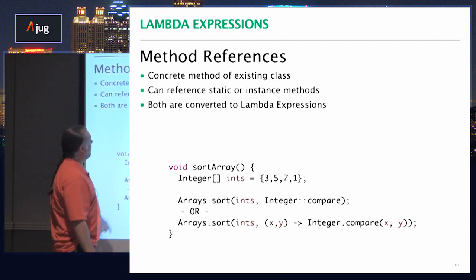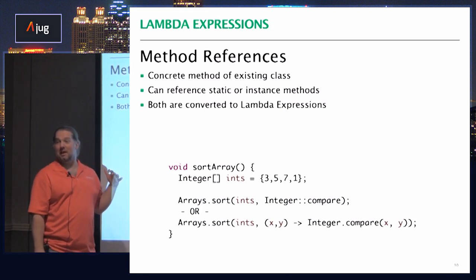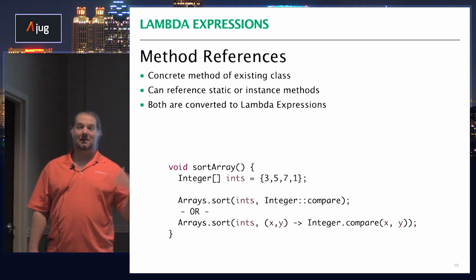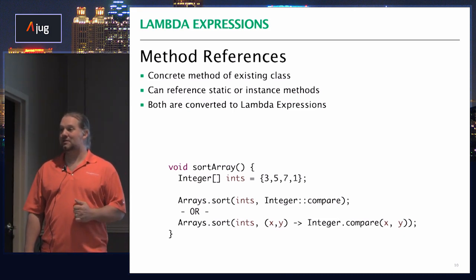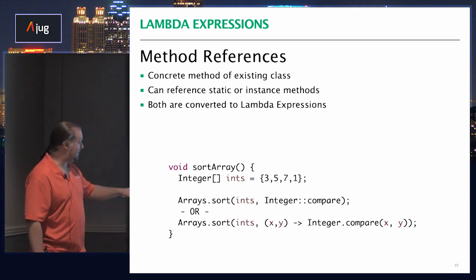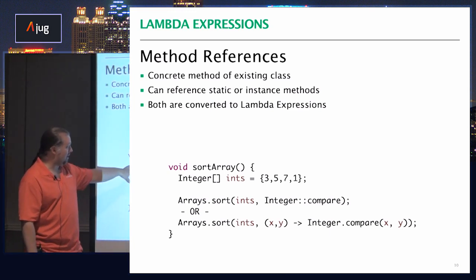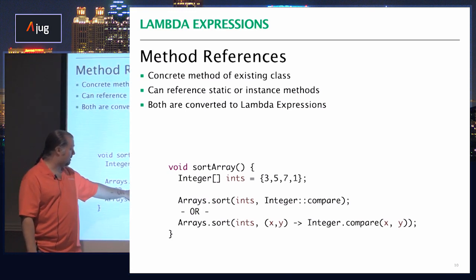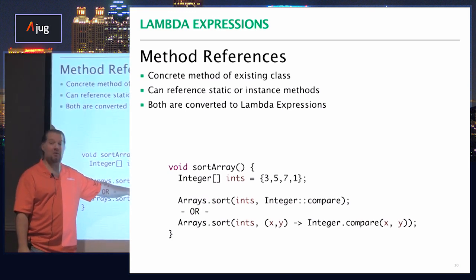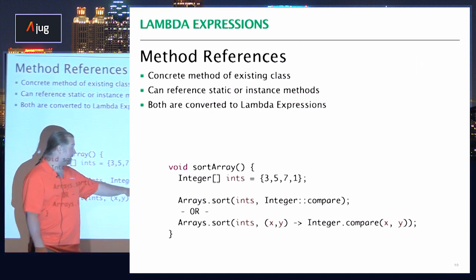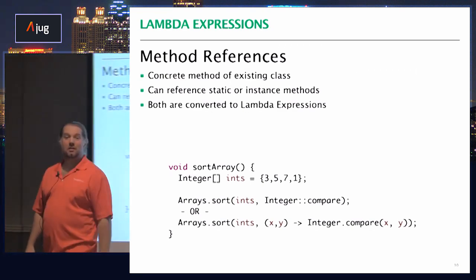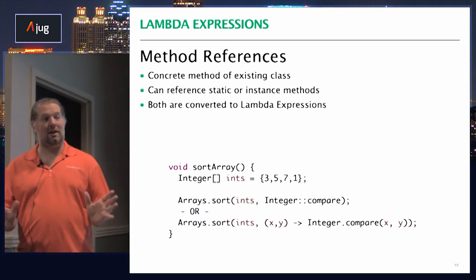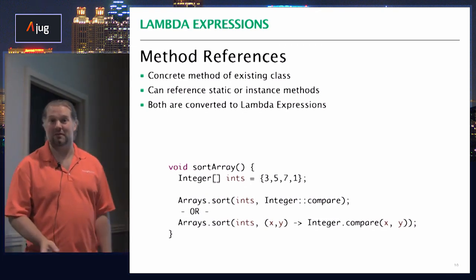So you can, if you want, use method references, as long as those methods actually do implement the functional interface. Does that make sense? So for instance, in my little sort array method here, if I have an array of integers, I can say array sort, pass in my array of integers, and I can simply declare that I want to use the integers comparator, without saying anything else. It's not actually a Lambda expression, it's a method reference.